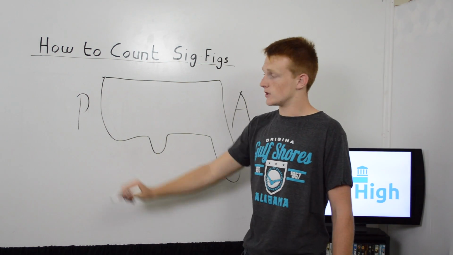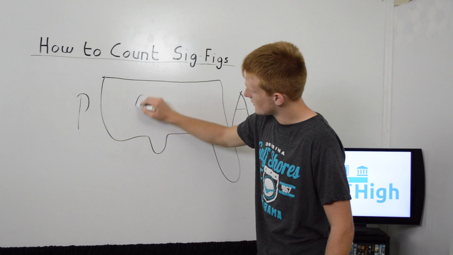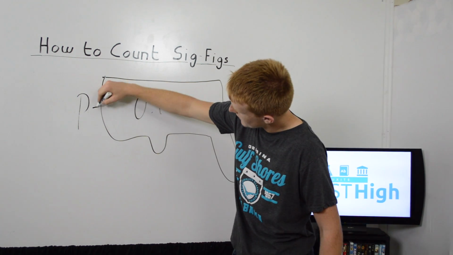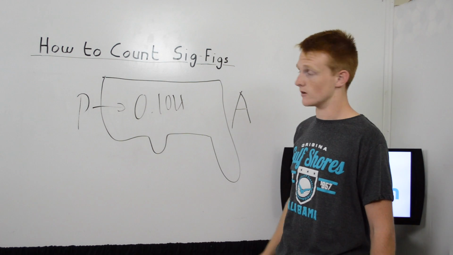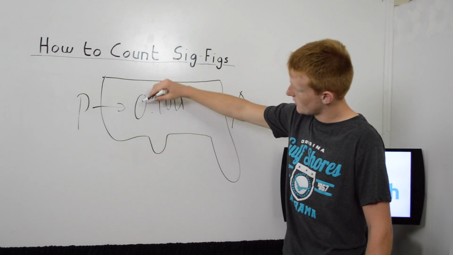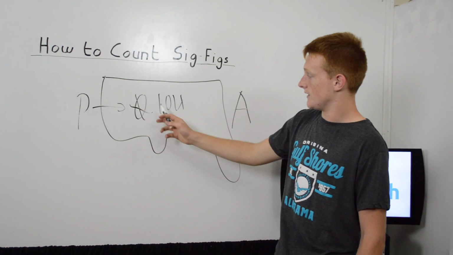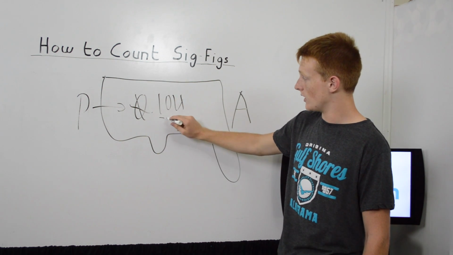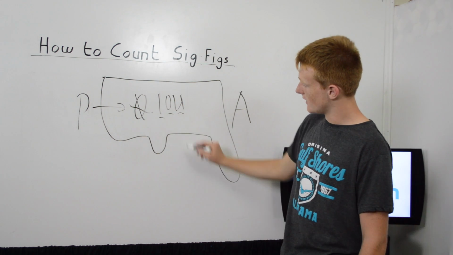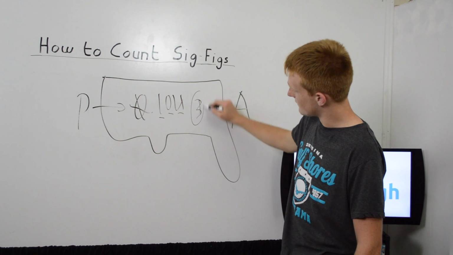If your decimal point is present, you start with your number going this way and skip every zero until you get to a number that is higher than zero. So you skip all the way through zero, so you don't have that one, and then you start with 1 since it's higher than 0. So do 1, 2, 3, and you have 3 significant figures.